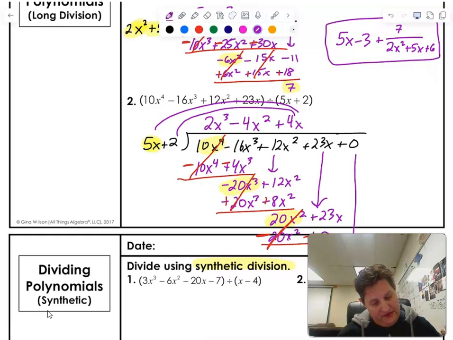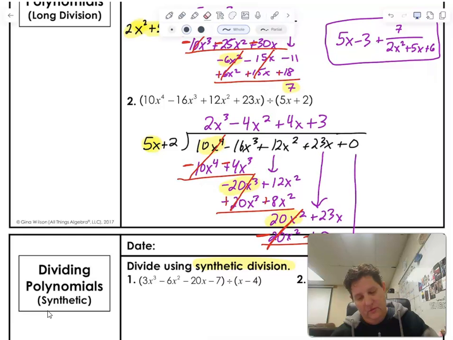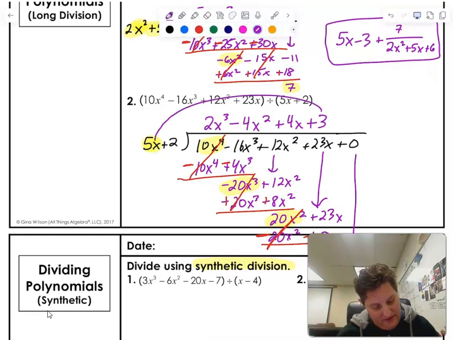And I bring down the 0, and then this is my last step, okay? 5x goes into 15x 3 times. When I distribute that, I get 15x plus 6. Subtract that. And I have a remainder of negative 6.